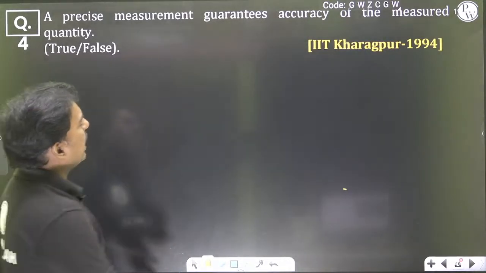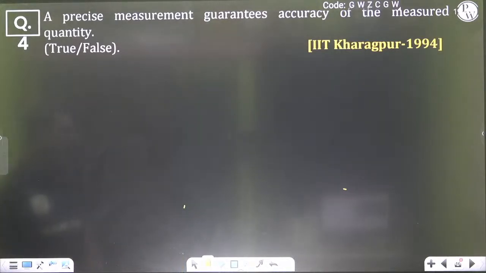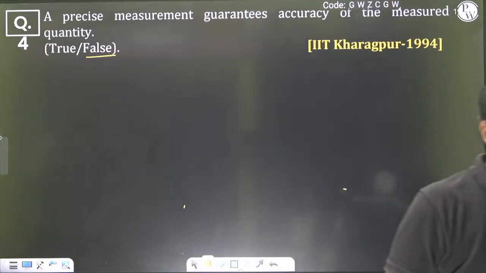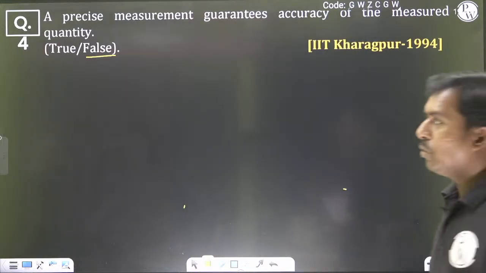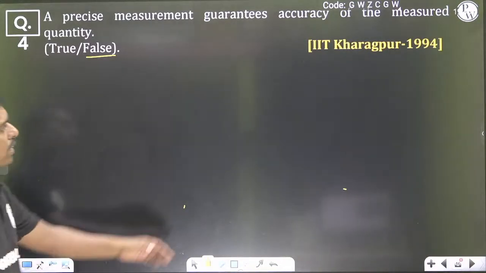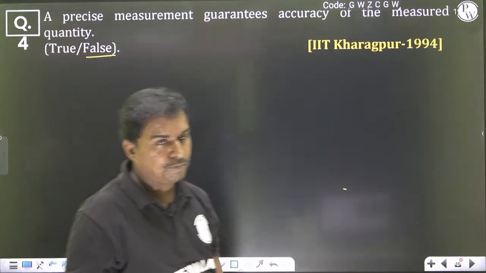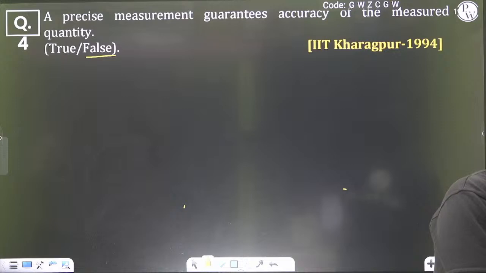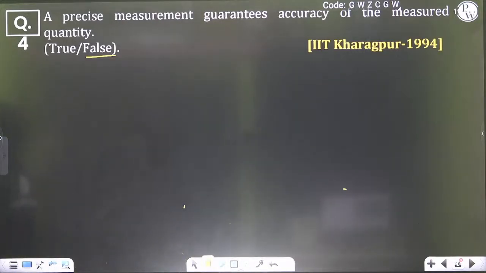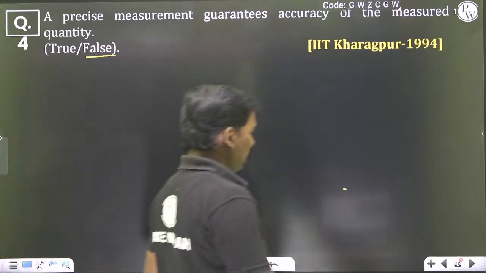A precise measurement guarantees accuracy of the measured quantity. No, false, because precision does not relate to accuracy. Accuracy is related to precision, but precision does not relate to accuracy. Am I right? A precise measurement guarantees accuracy of the measured quantity: False. Are you agreeing, matrix? Very interestingly, one more question will go now.